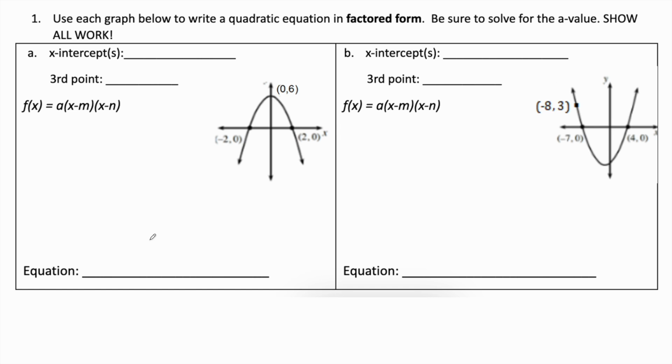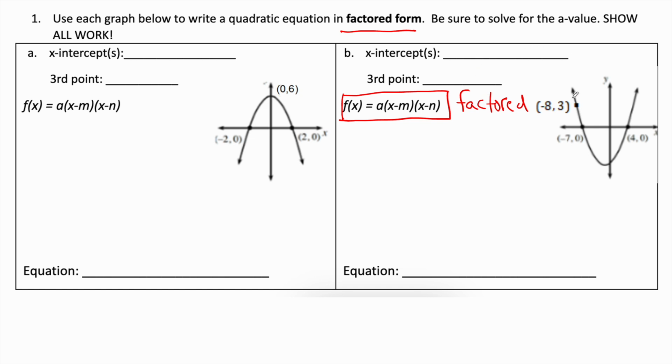So for these first few problems, we are going to find the x-intercepts and a third point, and we're going to write a quadratic in factored form. So this right here is factored form, and I'm going to do B because it's a little bit harder, and then I'm going to have you guys try A on your own.